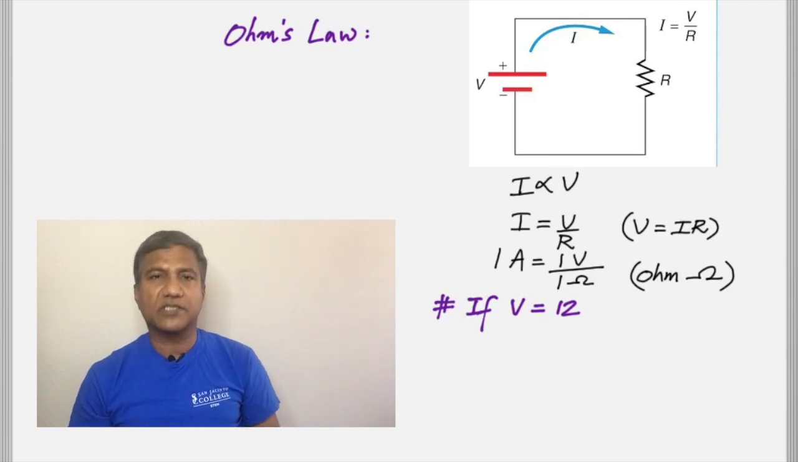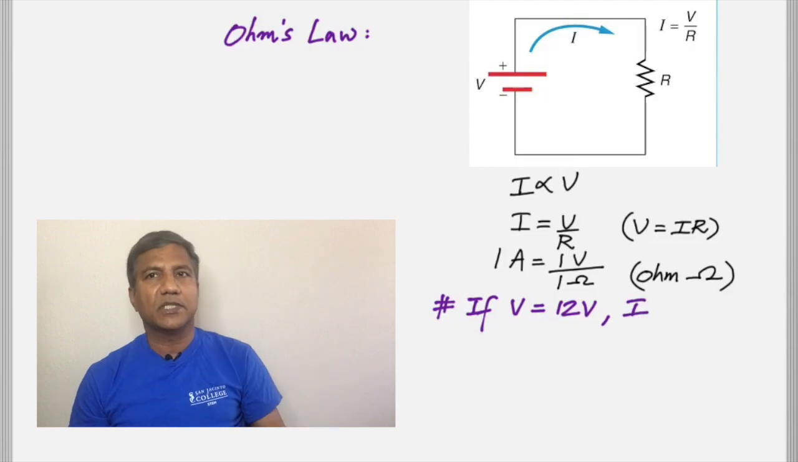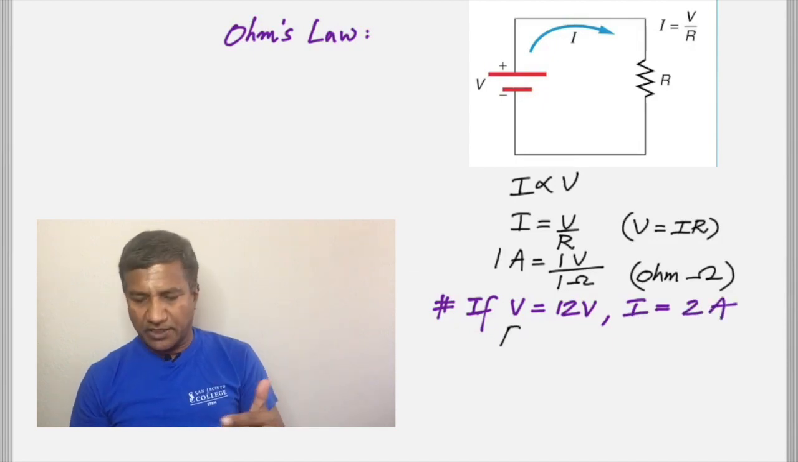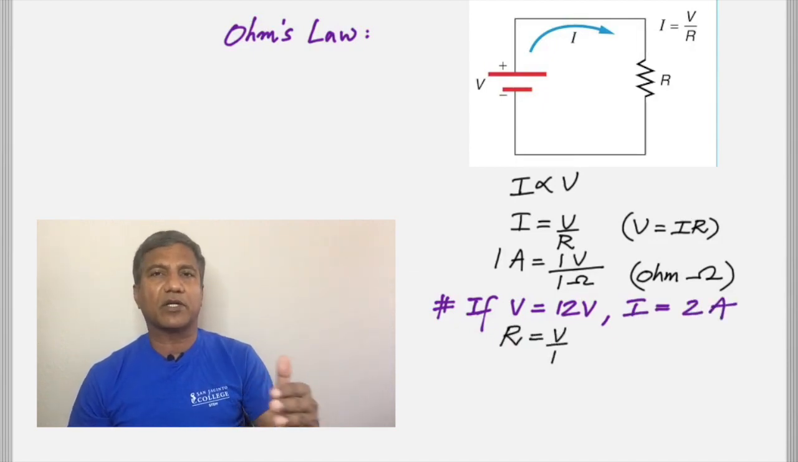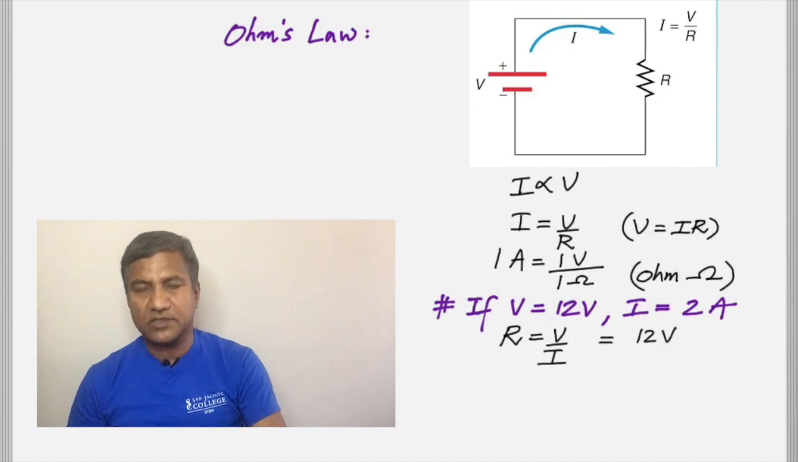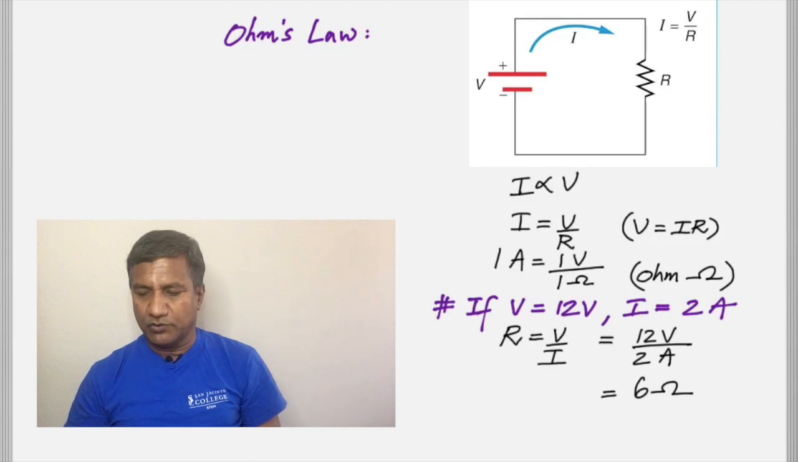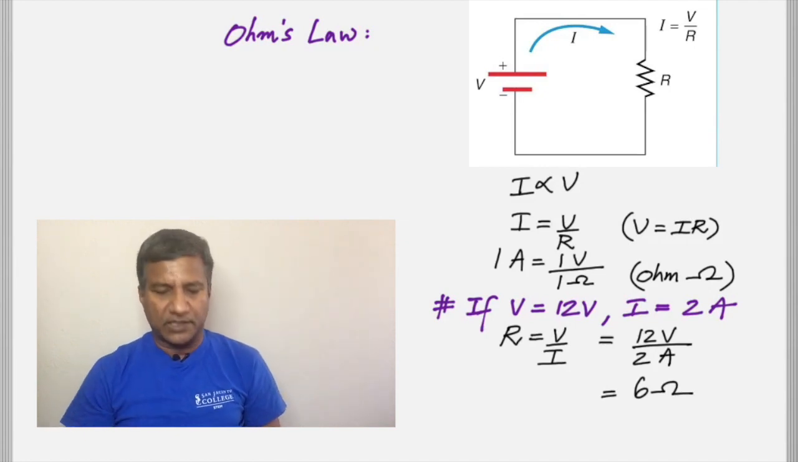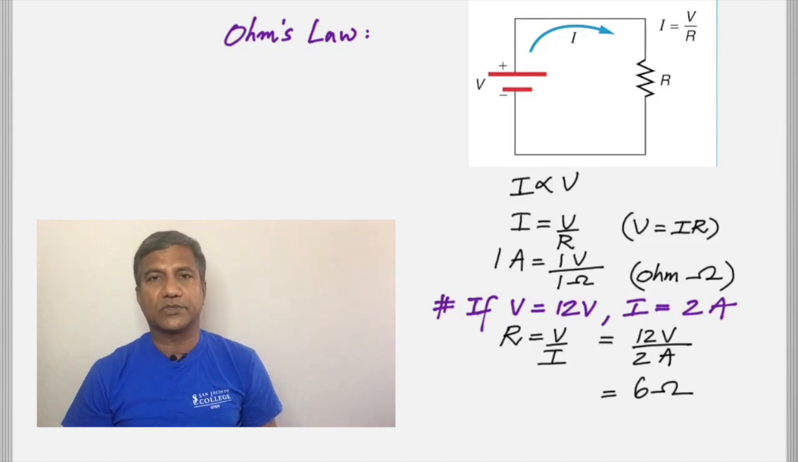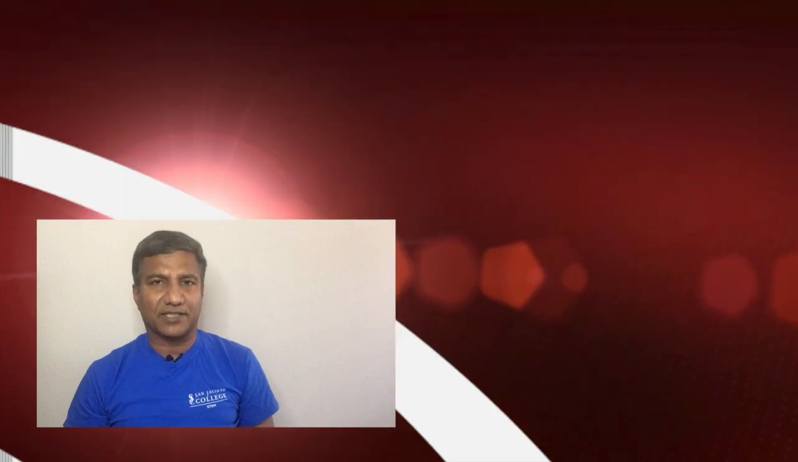So let's work out a simple problem so that will give you a better idea. So let's say that the voltage is 12 volt and the current is 2 ampere. What's the resistance? Simple. Resistance is voltage by current. It gives you 12 volt by 2 ampere, which is of course 6 ohms. So 6 ohms is the resistance of the conductor.